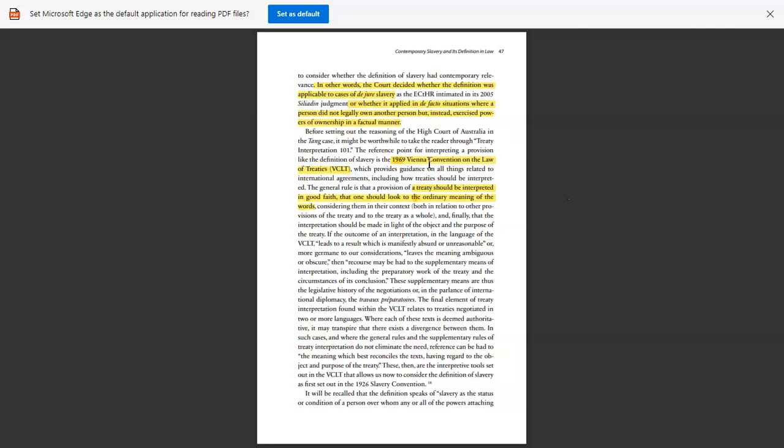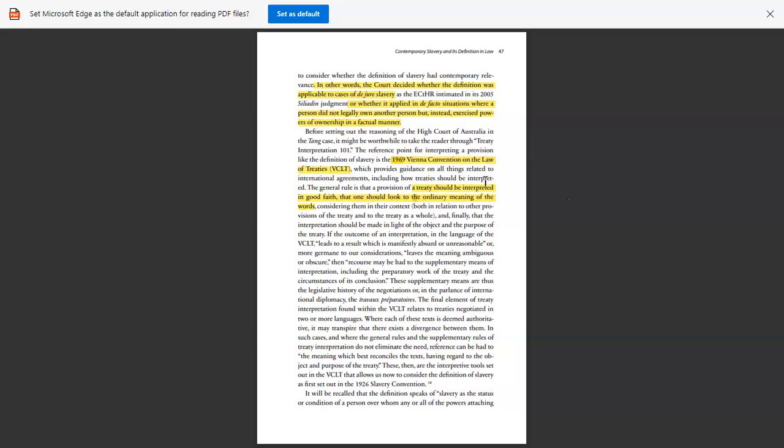So there's the 1969 Vienna Convention on the Law of Treaties. For the people that like to get back into treaties and holding the treaties of governance, persons and bodies politic are relevant. The 1969 Vienna Convention on the Law of Treaties provides guidance on all things related to international agreements, including how treaties should be interpreted. So if you're getting involved with any of these international treaties, including the human trafficking ones, then the 1969 Vienna Convention is relevant because it gives guidance on how all treaties should be interpreted.